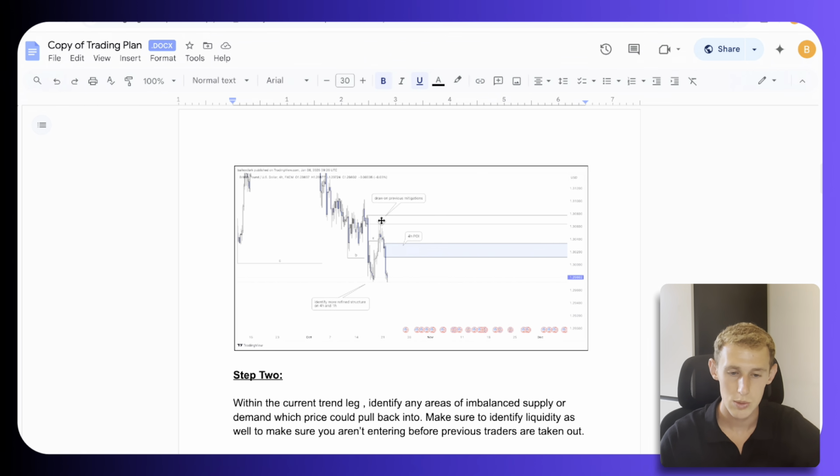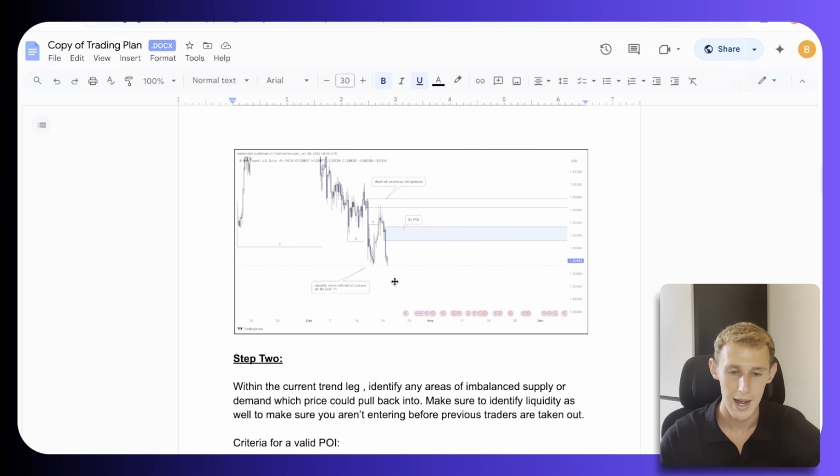So for example, this one right here, we can see that it was inside the current bearish leg between the high and the low. It was in a premium, and it was imbalanced, and I had some liquidity below it. So this is what I would refer to as a high probability point of interest that price is likely to react from. And as you can see in this particular case, we did get that nice reaction.